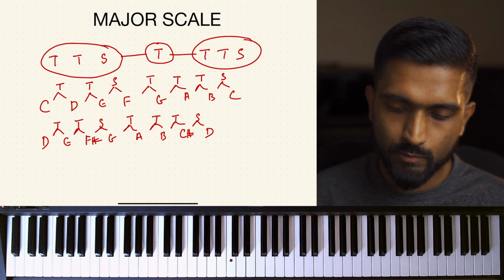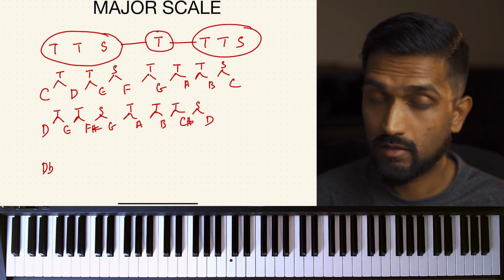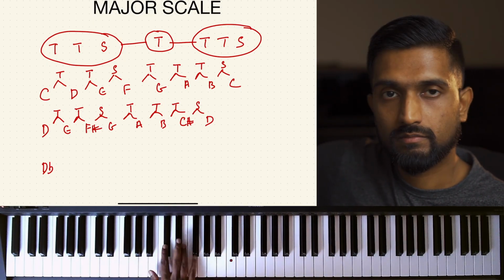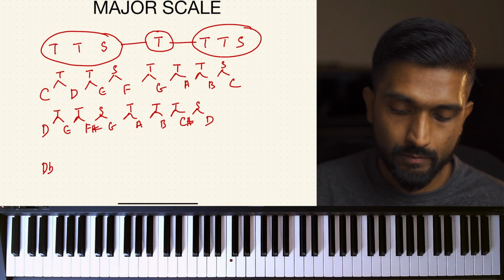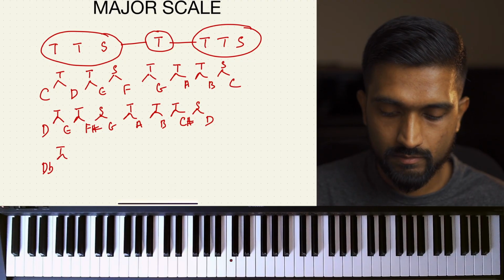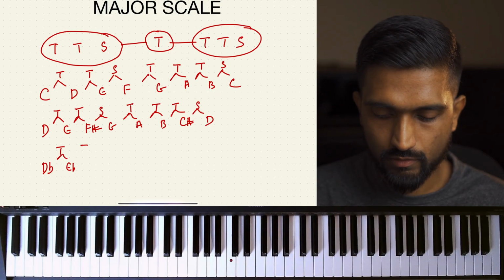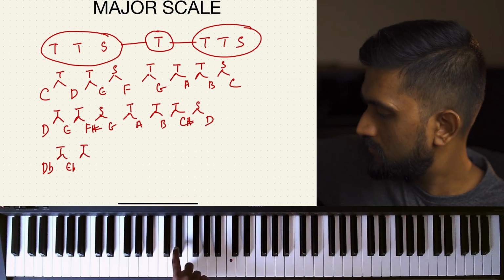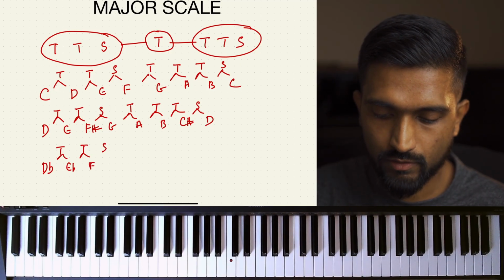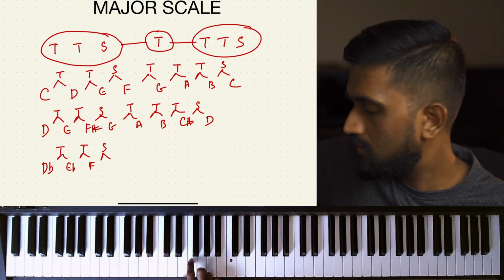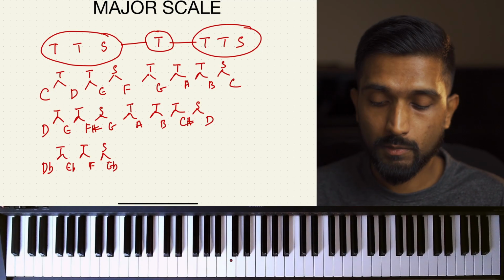We'll do one last example. We'll try and construct the scale of D flat major, right, from the black key. This is your D flat. Now let's apply the same formula. So a tone from D flat gives you E flat. A tone from E flat gives you F. And a semitone from F gives you G flat. First part of the formula is complete.